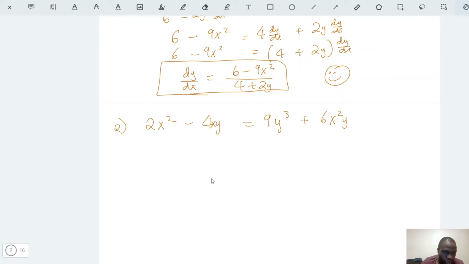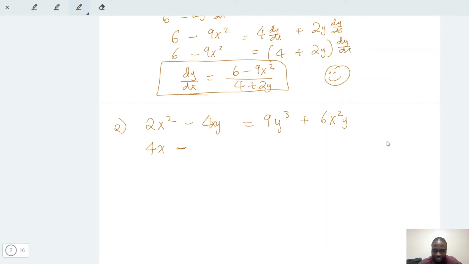So what do we do? Same process. You differentiate both sides with respect to x. I differentiate the left-hand side, and then I differentiate the right-hand side. To differentiate the left-hand side, take each term. When I differentiate 2x squared, I get 4x minus. Then I have 4xy, which is a product of two things, 4x and y. Let me just write that by the side here.